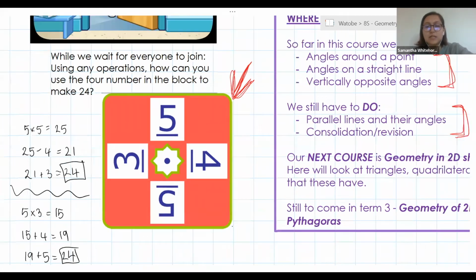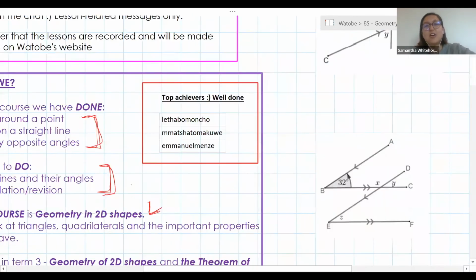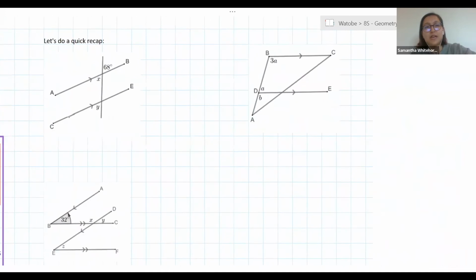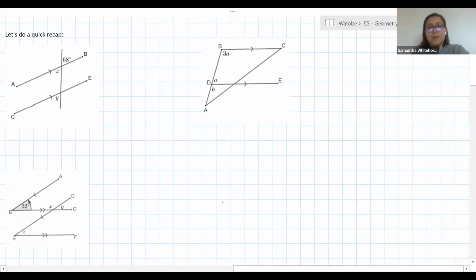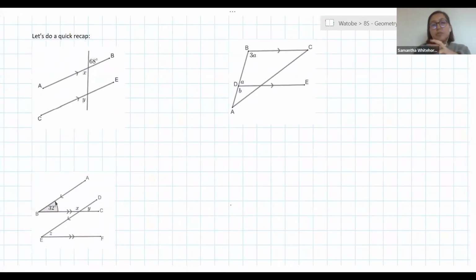Guys, let us get started on what we have been having a look at. Essentially what we covered last week was the end of our straight lines and going into parallel lines. So this is just a little recap of what we have already done, and we're going to have a practice of more of this stuff today.